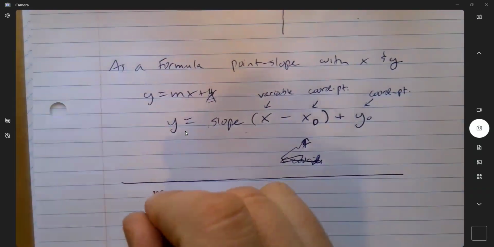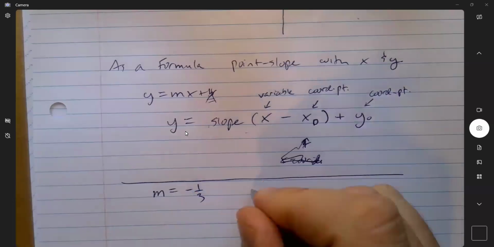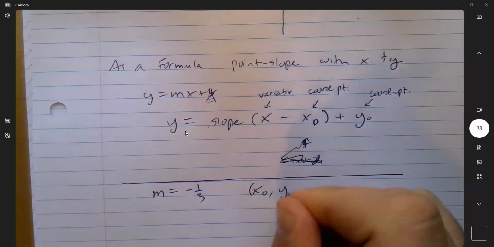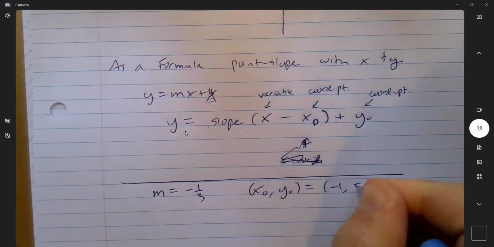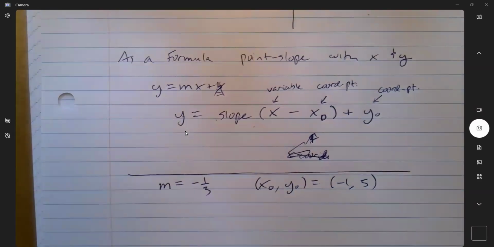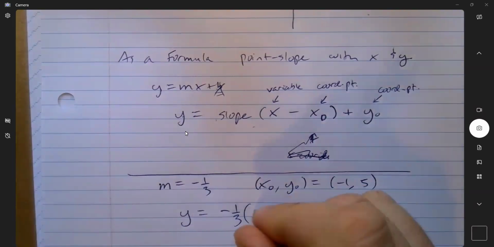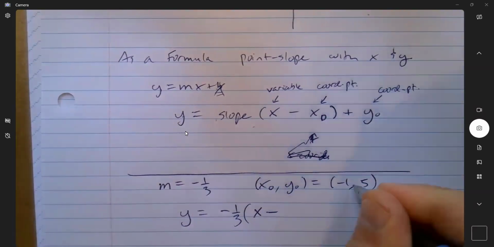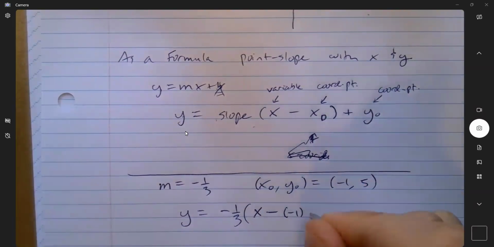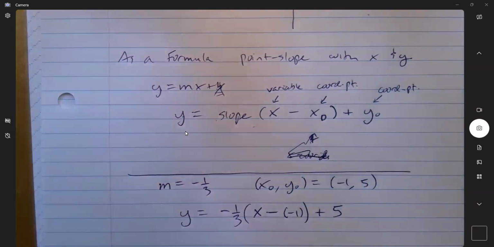My slope m is -1/3, and my point x0, y0 is -1, 5. So my point slope formula is the variable y equals -1/3, which is my slope. And then I take my variable x minus the -1, and then I add the 5.